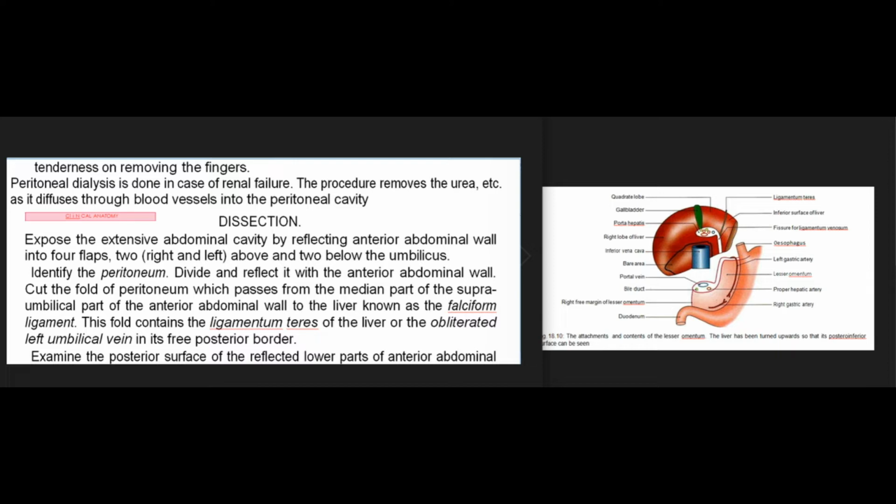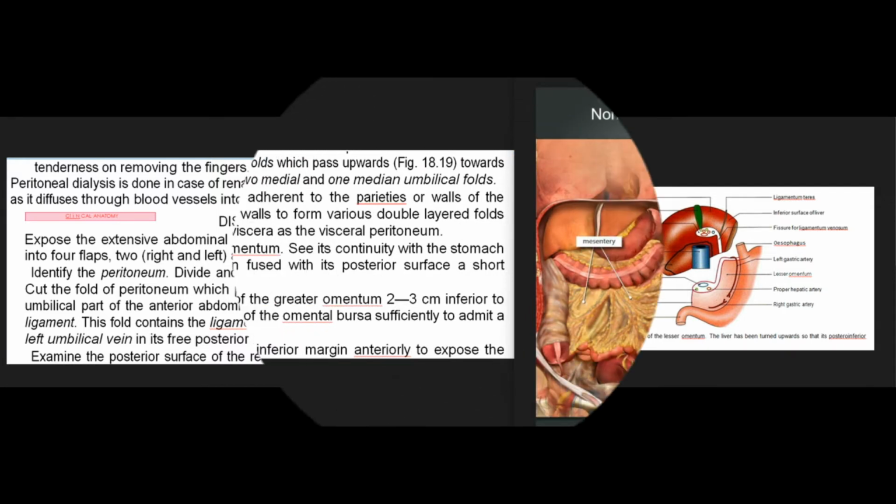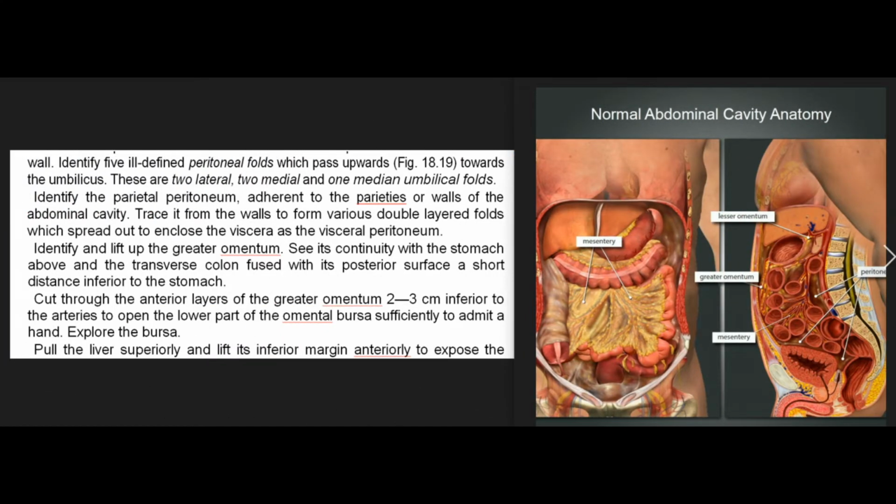Examine the posterior surface of the reflected lower parts of the anterior abdominal wall. Identify 5 ill-defined peritoneal folds which pass upwards, Fig 18.19, towards the umbilicus. These are 2 lateral, 2 medial, and 1 median umbilical folds.